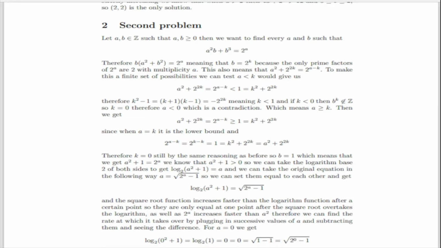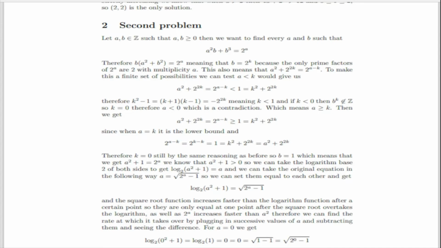And we can take the original equation in the following way. a equals the square root of 2 to the a minus 1, because that's just rearranging it a little bit, so the a squared is by itself and then square rooting. And we know it's positive, so we don't need the plus or minus. So then we can set them equal to each other and get log base 2 of a squared plus 1 equals the square root of 2 to the a minus 1. And that's because they're both equal to a.